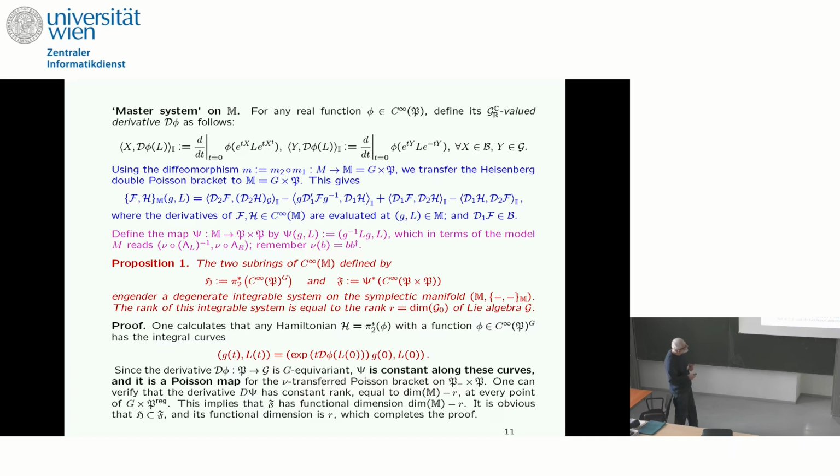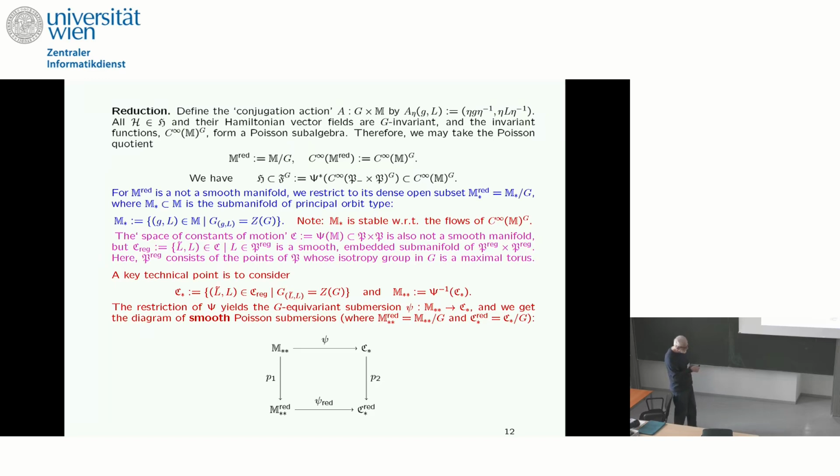The function is given by some function phi, which depends on L, and the derivative of the function is in this case compact valued because it's an invariant function. So the derivative is compact valued, and again this is the integral curve, and so that's why this L is a constant of motion, and also this other guy is a constant of motion. And then you count the functional dimension: of this one it is the rank of the Lie algebra, and of this one it is the dimension of the phase space minus the rank. I don't give the proof because then I will lose time, but the proof is there.